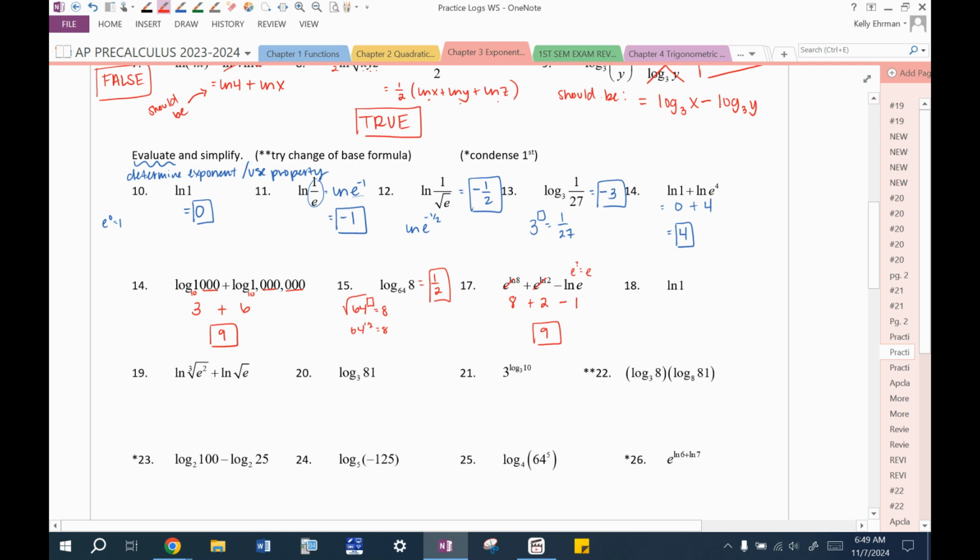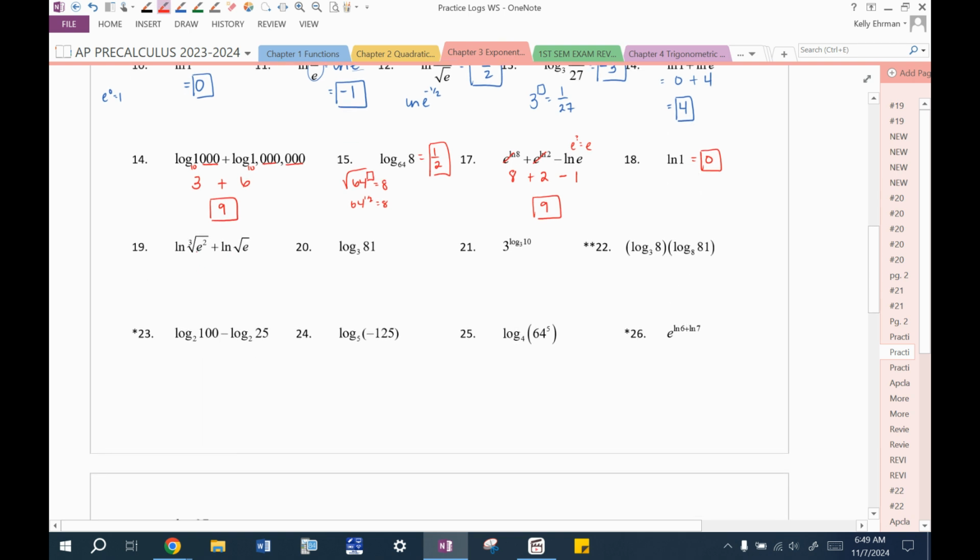18 is the same as 10. I did that on purpose because this pops up a lot. Natural log of 1 just pops up a lot in this class and next year. And in BC Calc, we're in this chapter now. We see natural log of 1 a lot to simplify. So you've got to know that one.